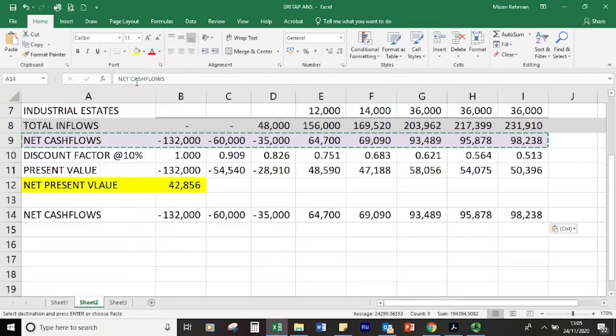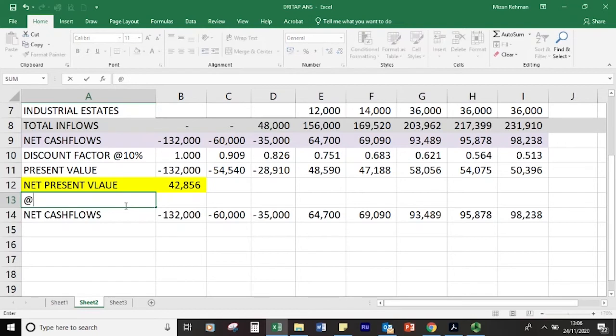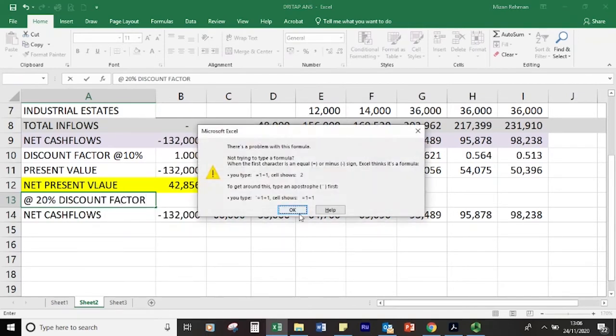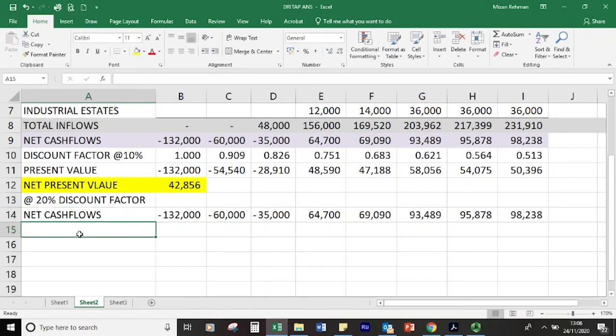I'll put the numbers. All right. And let's give it a heading that at 20% discount factor. So net cash flows are there. So let's do the discount factor at 20%.